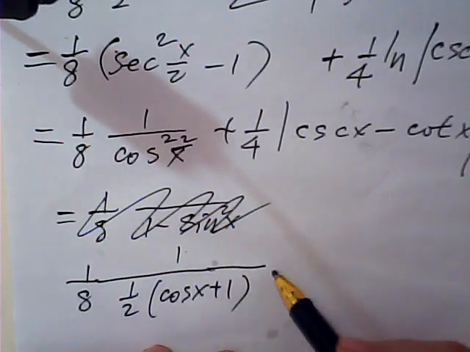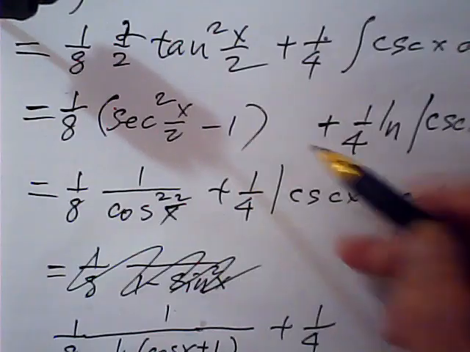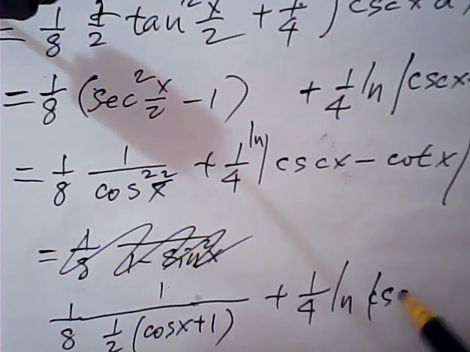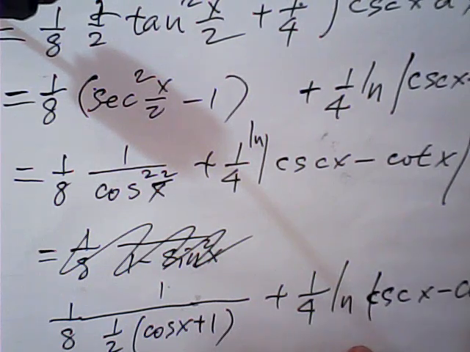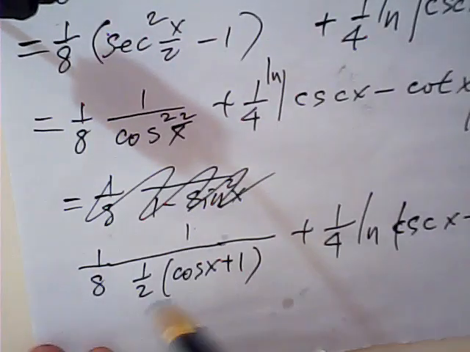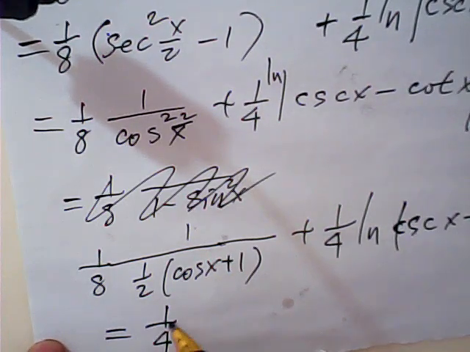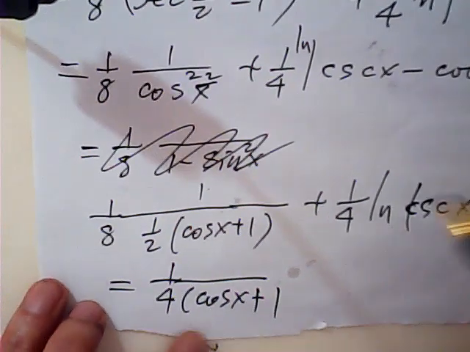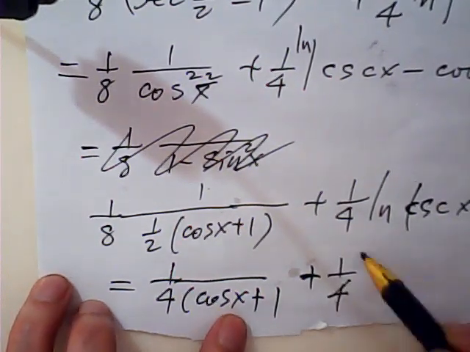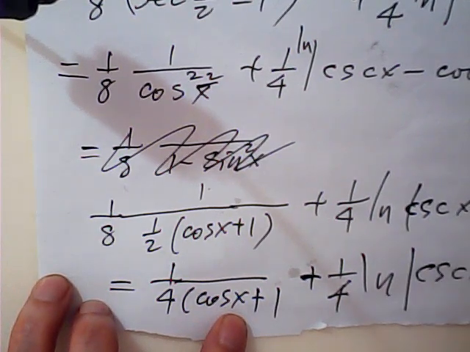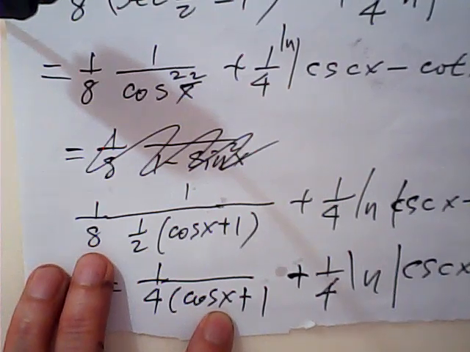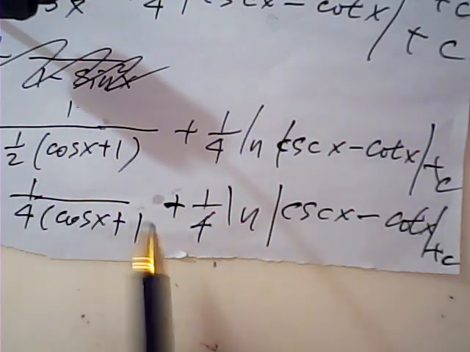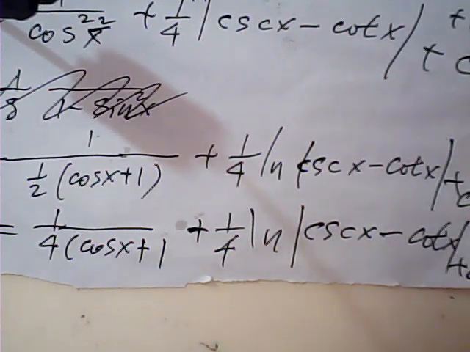Yeah, plus 1/4 log, I forgot log cosecant x minus cotangent x plus c. And this becomes 1/4 cosine x plus 1 plus 1/4 log cosecant x minus cotangent x plus c. You know, I get another result by method 3.